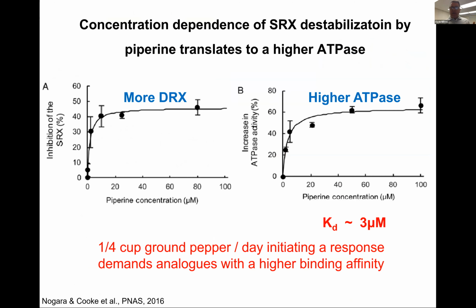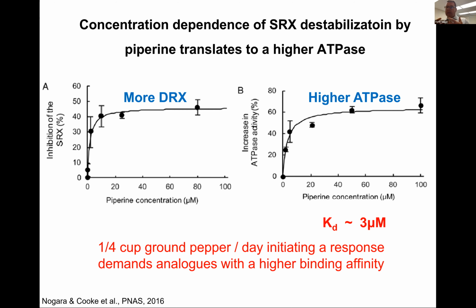So as part of Leonardo's work on this project, he showed that the KD is about 3 micromolar for Hipporine. So you can see, at 3 micromolar, you're halfway up to the plateau, and then at about 20 micromolar, you're plateaued at your maximum ATPase, and that matches identically to the destabilization of the superrelaxed state.